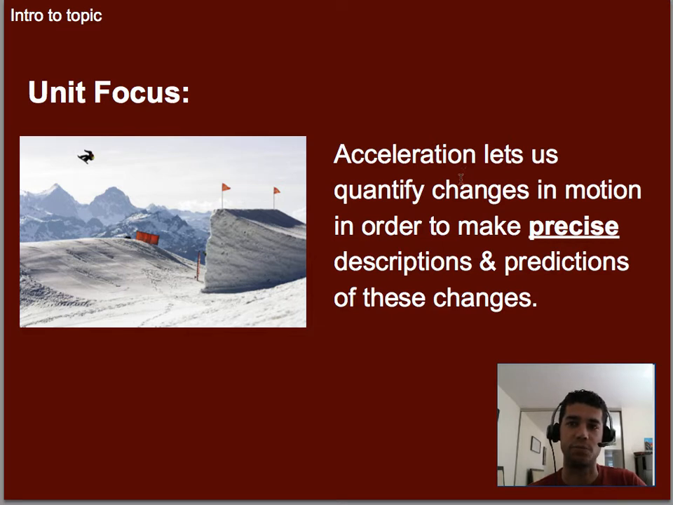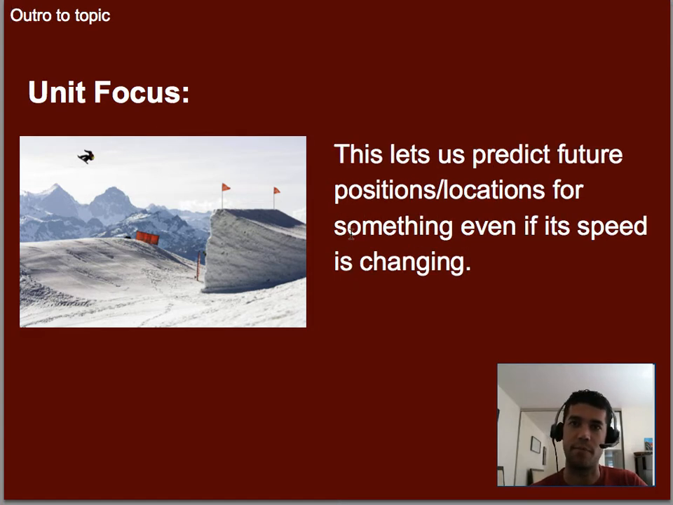And the reason why we're doing that is because if we can quantify those changes, then we can make precise descriptions as well as precise predictions about these changes and the effects of these changes. And that might be useful so that it can allow us to predict future locations or positions of something even if speed is changing. Last unit we talked a lot about being able to predict where something will be if its speed is constant, but what if its speed's changing?